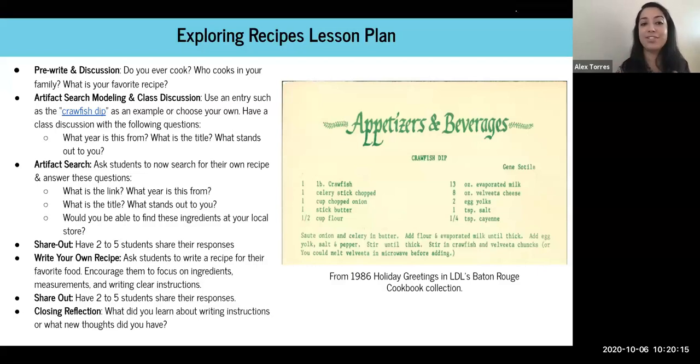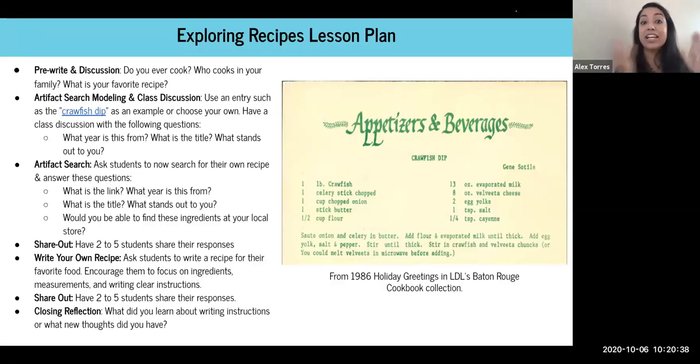So you want to have students be able to share their responses. As they collect their artifacts, give some time for students to share what they found, project what they find, and have a moment to think through and talk about what they found. And then to connect it to their own experiences, ask them to write their own recipe.